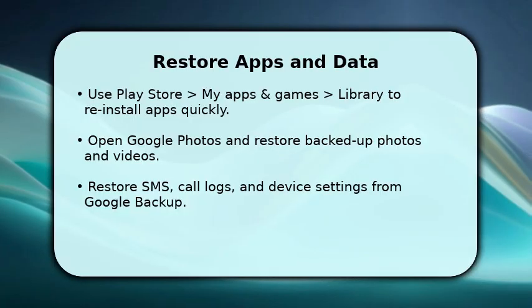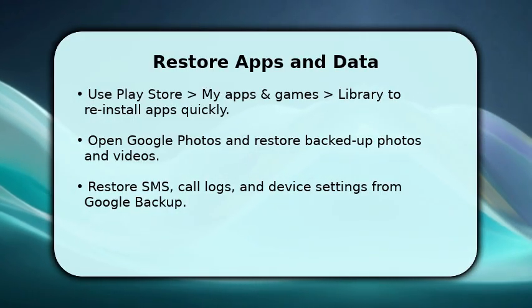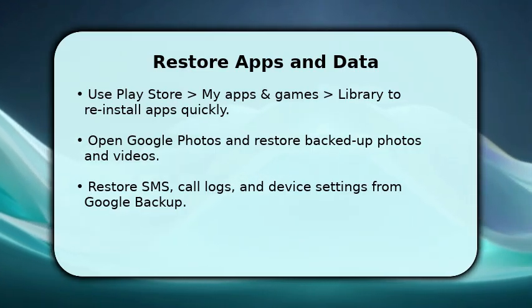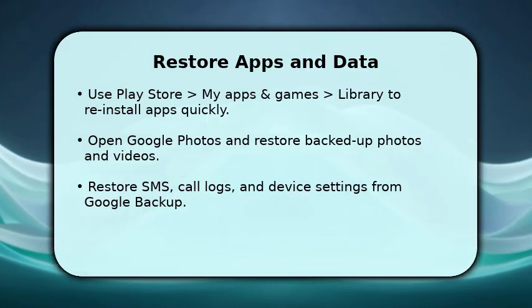For messages and settings, ensure Google Backup shows a recent snapshot and tap Restore when prompted. This brings back SMS, call logs, Wi-Fi networks, and system settings. Make sure to wait until each restore completes before continuing.